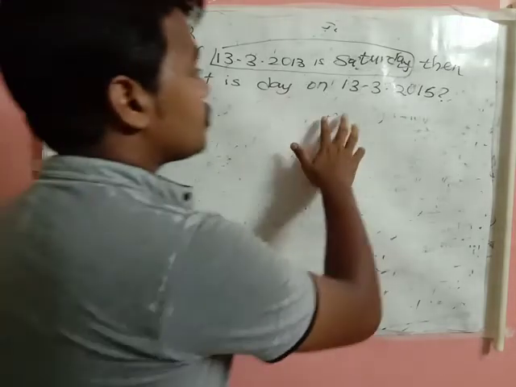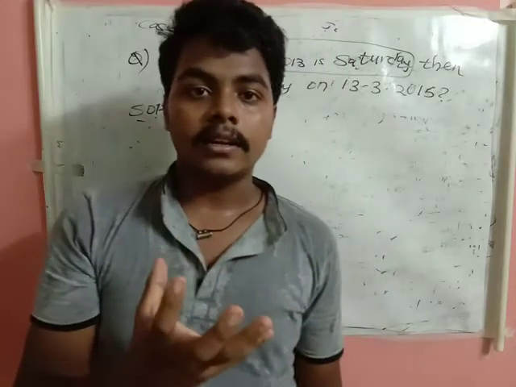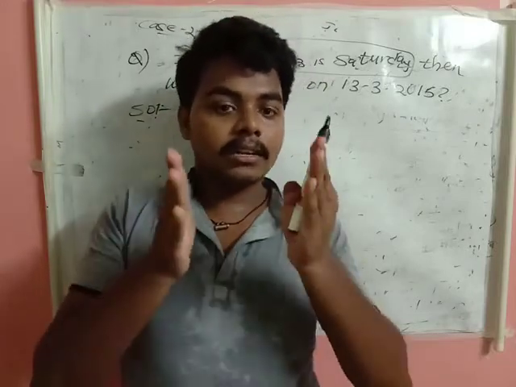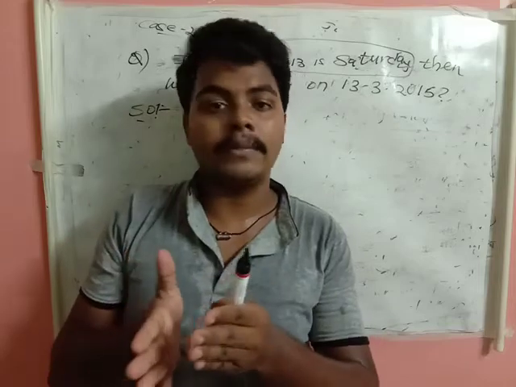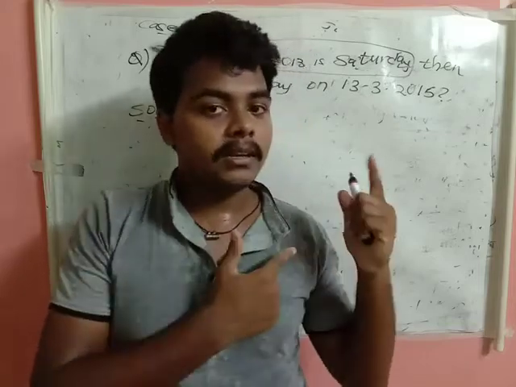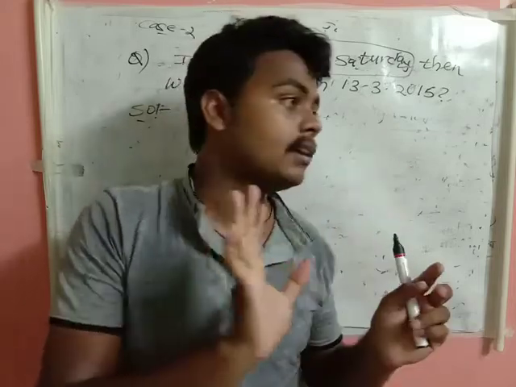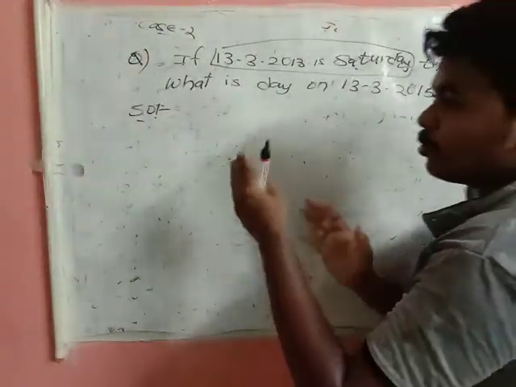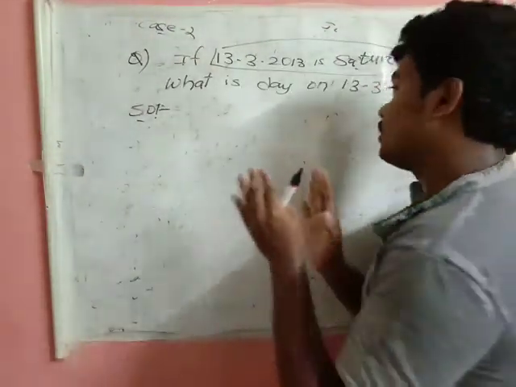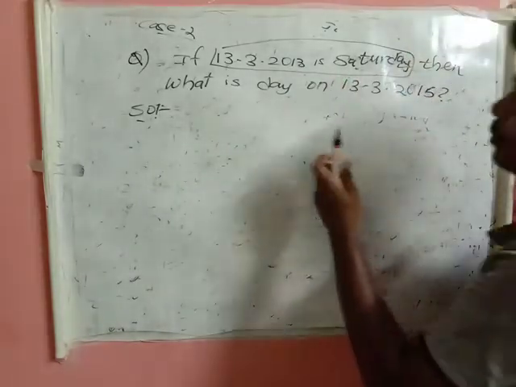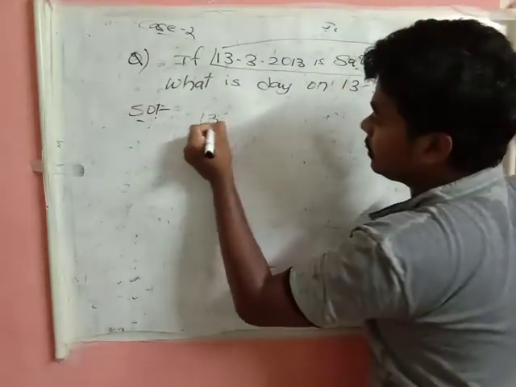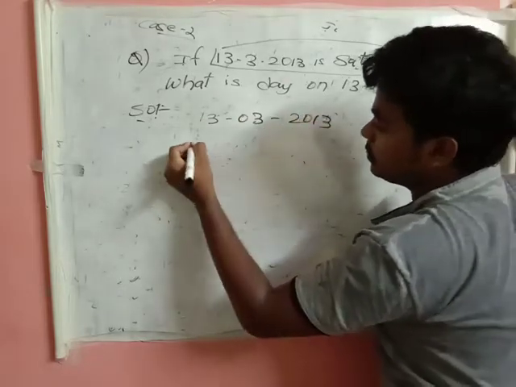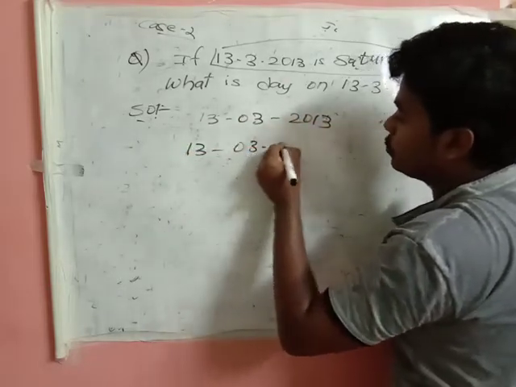For this question, I will tell you the shortcut. Why are we learning all this? In order to do the sum in less time. So I will use a small trick here, and you just concentrate, so that there is no need to remember the codes. I will take 13/3/2013 and 13/3/2015.